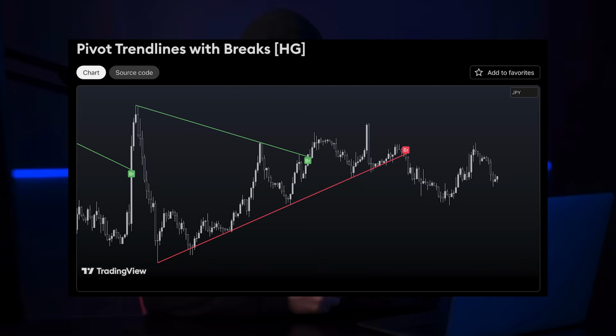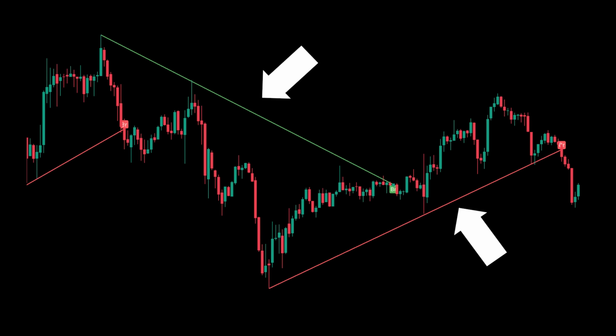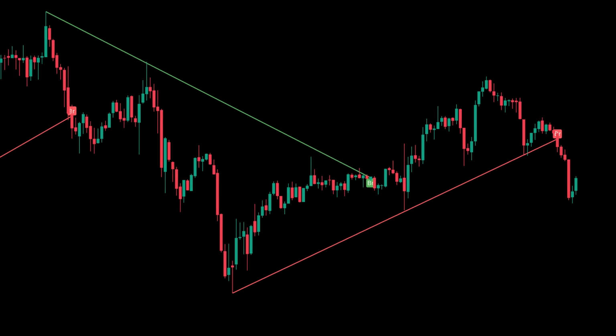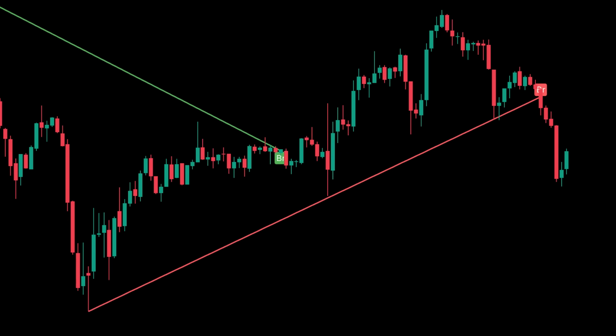The Pivot Trendlines with Breaks indicator by HG is one of the simplest yet most powerful ways to track real-time market structure. It connects swing highs and swing lows, forming automatic trend lines that adapt as new pivots form. These lines show you where the market has repeatedly respected a slope, visualizing both structure and sentiment. When price breaks one of these lines, the indicator highlights it, showing a confirmed structural break.